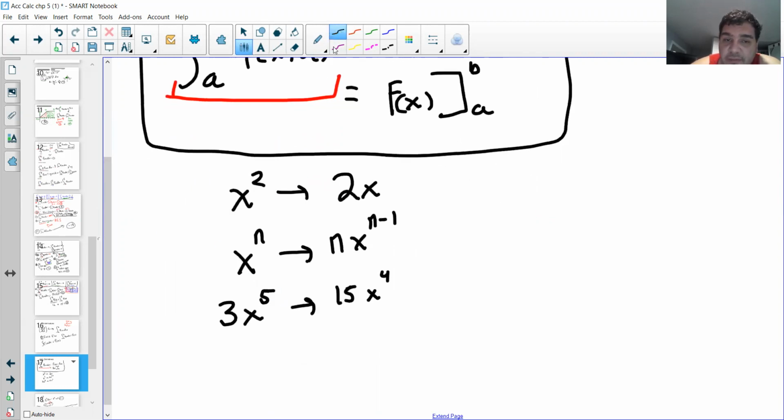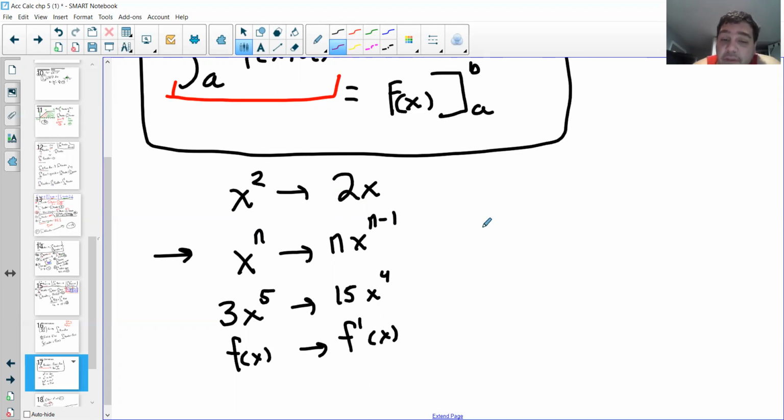So in this situation, I have f of x going to f prime of x. Now, all of these should be familiar. x squared, you bring down the 2, 2x. 3x to the fifth, you bring down the 5, 15x to the fourth. And here's the general equation: x to the n turns into n x to the n minus 1. So we kind of got the idea here. This is the simple power rule of the derivative.